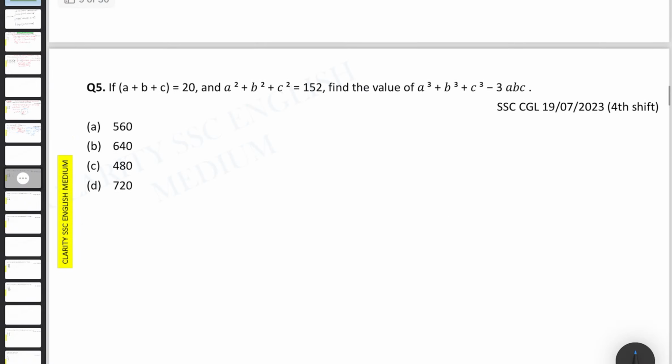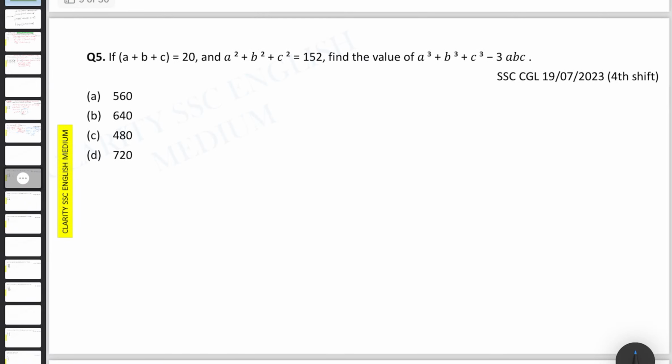Let's see the next one. Question number 5 says, if a plus b plus c is equal to 20 and a square plus b square plus c square is equal to 152, then we need to find the value of a cube plus b cube plus c cube minus thrice abc.